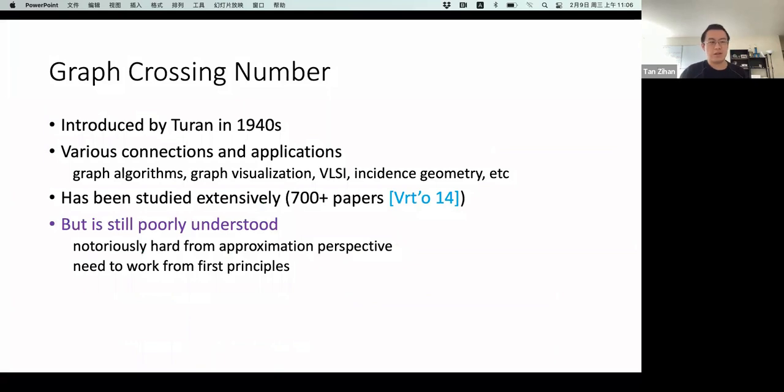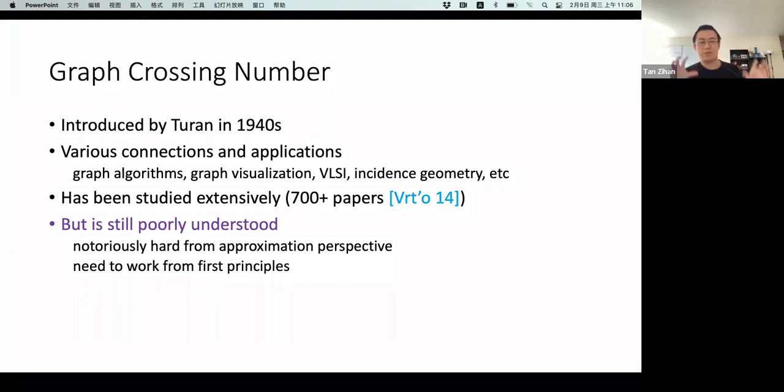It has a very long history. It was first introduced by Paul Turán in the 1940s, and then has found various connections and applications in computer science, for example graph algorithms, graph visualization, VLSI design, and geometry. It has been extensively studied. According to a bibliography maintained by Vrťo, by the time of 2014 there were already 700 papers written on the subject. But despite all this effort, this problem is still poorly understood, especially from the perspective of approximation algorithms, which is the perspective that we're going to take today.